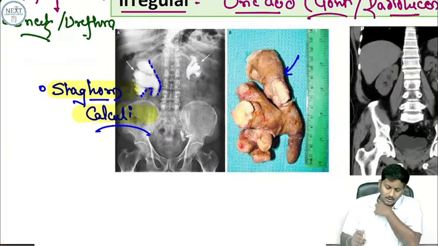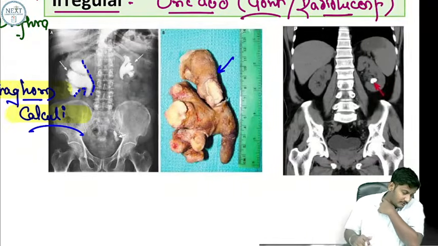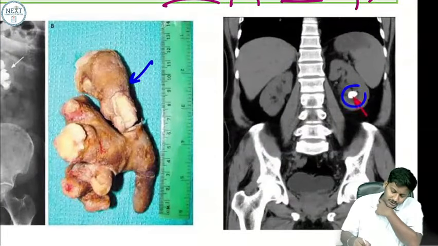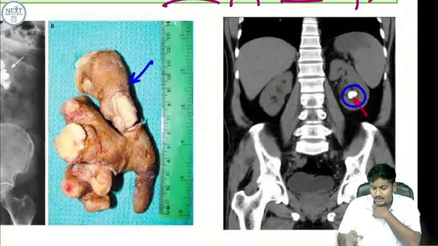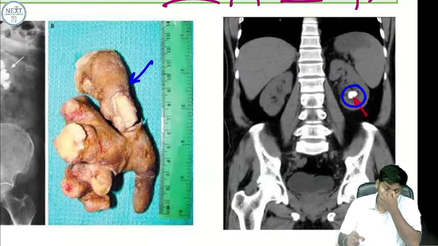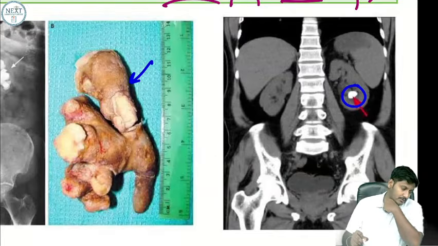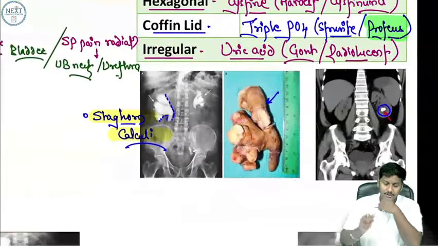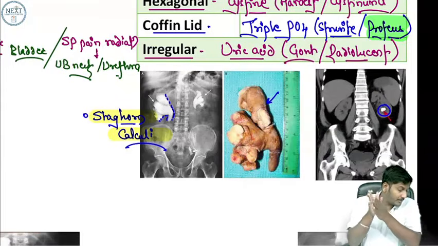Clear? Important is the next picture, which is of a stone seen on the NCCT KUB. This is a picture of NCCT KUB where you are able to see a stone, beta, in the patient's kidneys, basically in the inferior calyx of the kidney. You are able to see a stone, beta. That is what is important to be remembered. Clear? These are the points that you have to remember, beta.